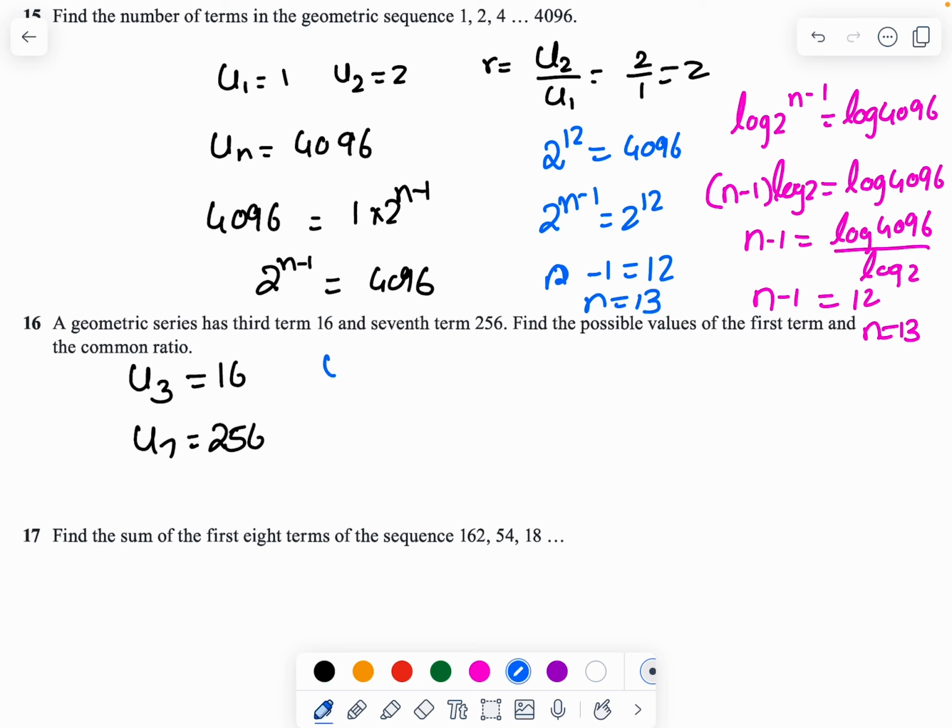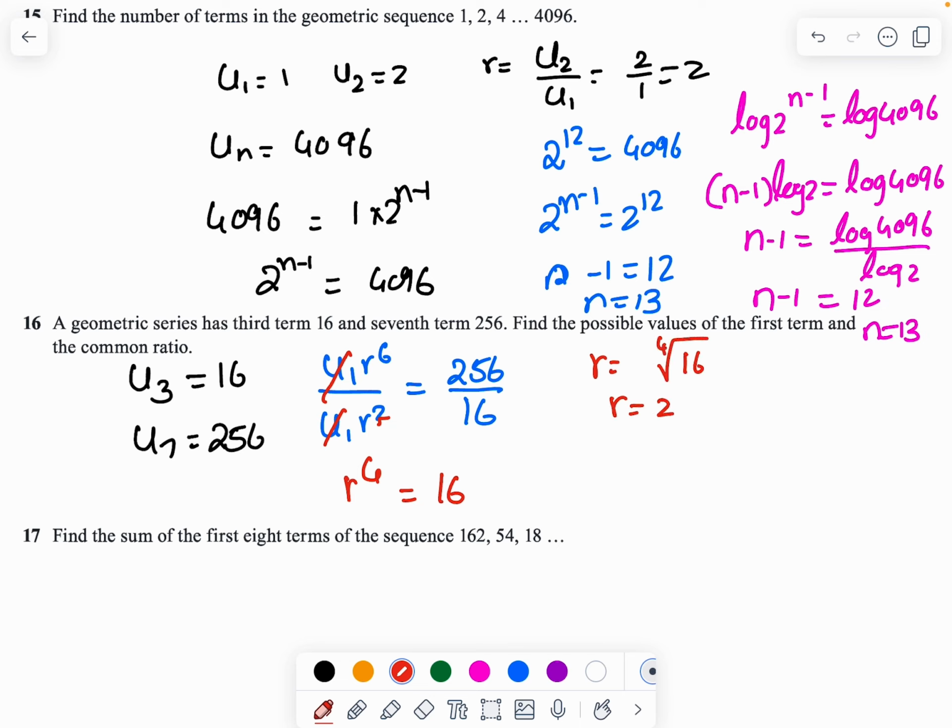So the seventh term means u1 times r power 6. The third term means u1 times r power 2. So I divide both, so that u1 gets cancelled. R power 6 divided by r power 2 is r power 4 equals to 16. So r equals to the 4th root of 16, which is r equals to plus minus 2. I got the values of r as plus minus 2.